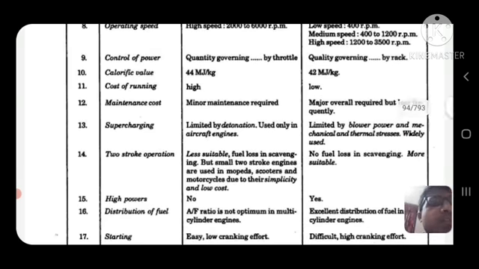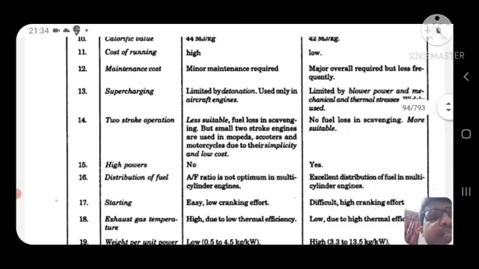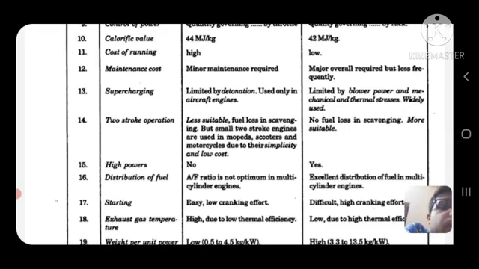Control of power: quantity governing by throttle, quality governing by rack. Calorific value 44 megajoule per kg, 42 megajoule per kg. Cost of running, high and low. Maintenance cost: minor maintenance required, major overhaul required but less frequently.